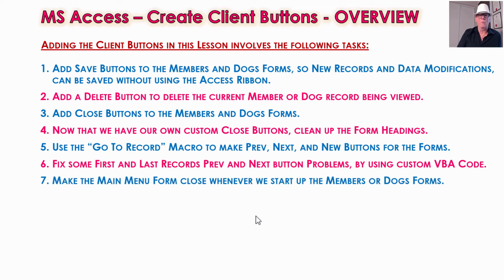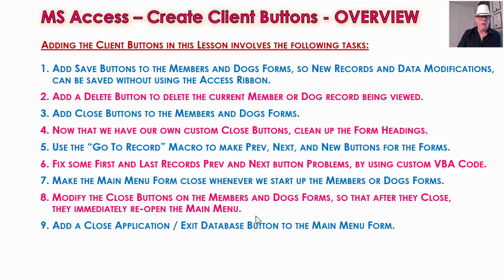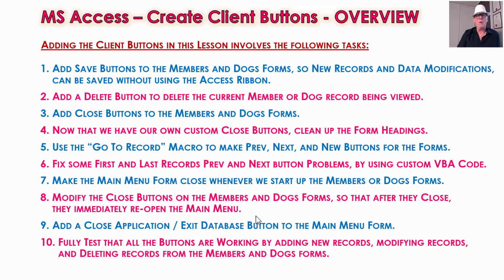Make the main menu form close whenever the members or dogs forms open up. So it's just setting it up like we showed you, so there's only one form on the screen at any time, which just declutters the interface and makes it a lot easier for people to use. And then finally, we've got that exit database button, which saves all your work and closes down the Southern Dog Club, as well as closing down Access. And we need to fully test all of this as we're going along to make sure it's all good and it's all working. So like we said, it's going to be a long lesson. So take breaks when you need to, and then come back to the timeline and resume the lesson.